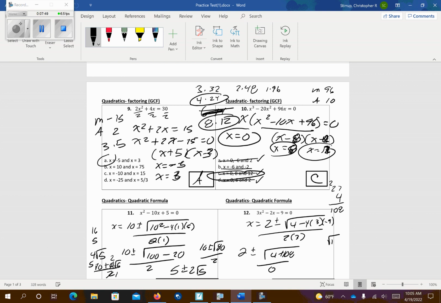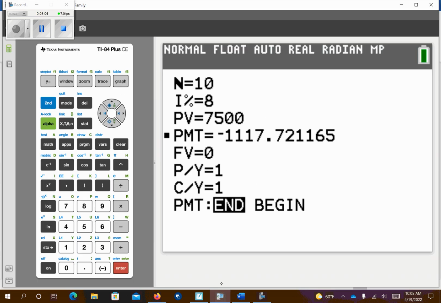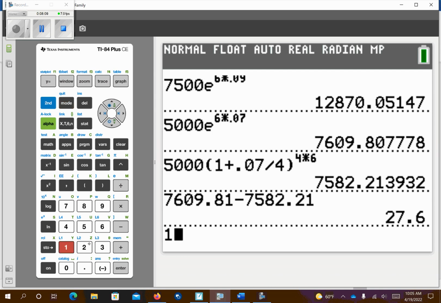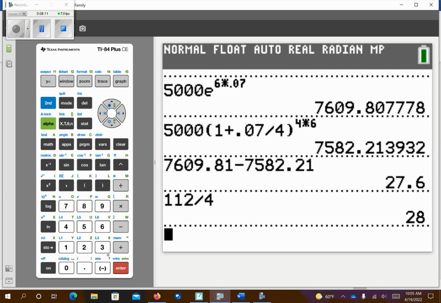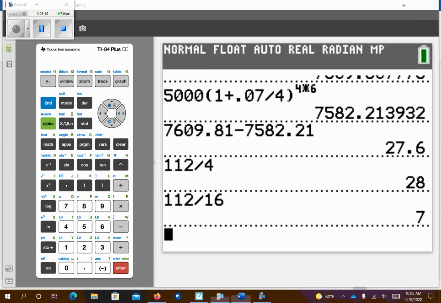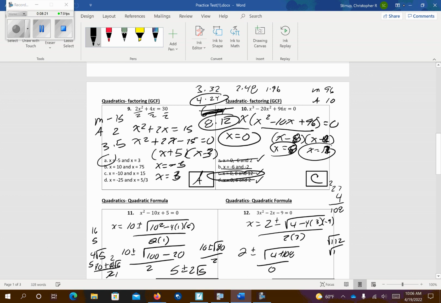So that's going to give me a root 112. Let's think about it. 112 will break down. Let's see, use my calculator. 112 divided by 4, is that the biggest? No, 112 divided by 16. 16 and 7 will work. Okay, so if that's 16 and 7, that's going to give me 4 root 7.